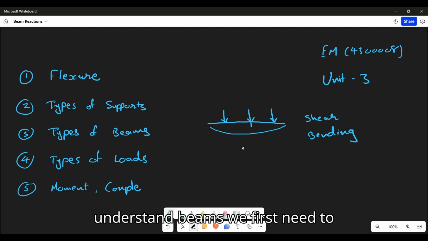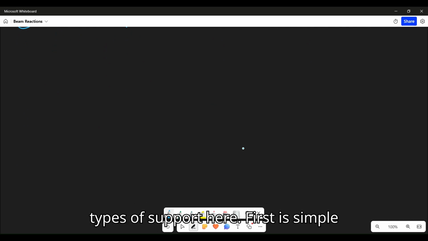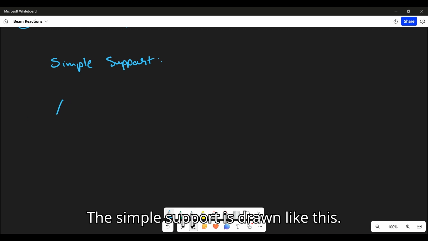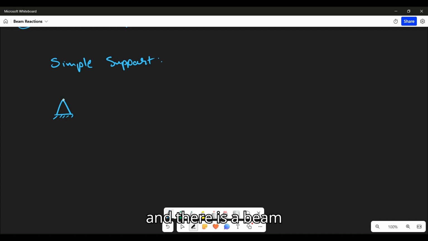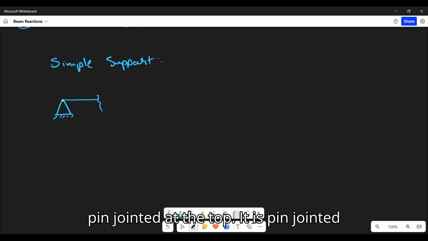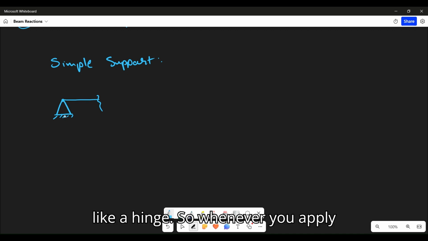Now, to understand beams, we first need to understand supports. So we will cover three types of support here. First is simple support. A simple support is drawn like this. You make a triangle, you do hatching here, and there is a beam somewhere. Right? So simple support is pin jointed at the top. Pin means you consider it like a hinge.